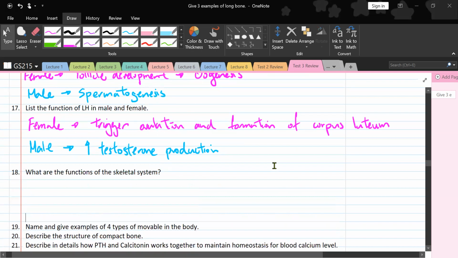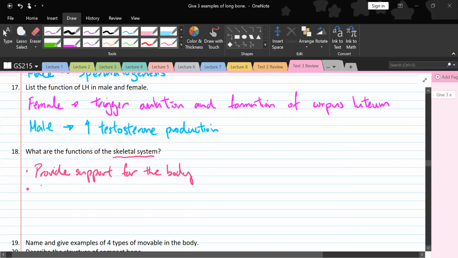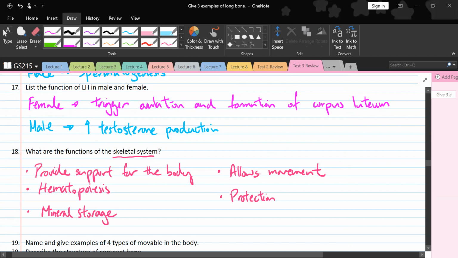Okay, next. Functions of the skeletal system. There are a bunch, so obviously provide support for the body. There is hematopoiesis, which is formation of new blood cells. Mineral storage. Allows movement. Okay. Protection for organs. Right. So these are the major ones.